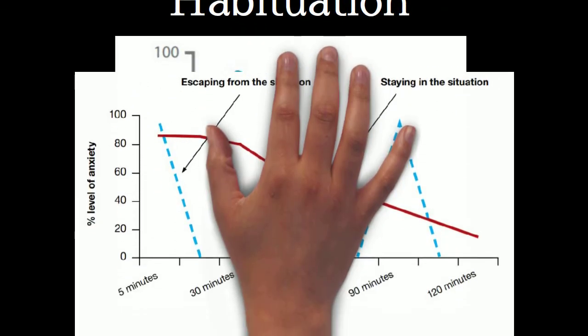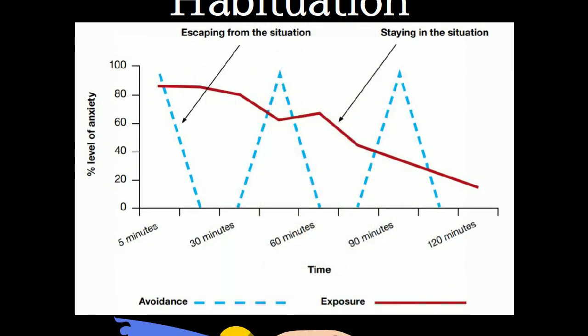Habituation is the opposite of avoidance. As we've already discussed, if you avoid, you get a short-term reduction in anxiety, but then the next time you experience the feared situation, you'll feel just as anxious. This graph, courtesy of the Reach Out Guide, shows how avoidance results in these peaks and troughs of anxiety, whereas habituation results in this nice reduction over time.